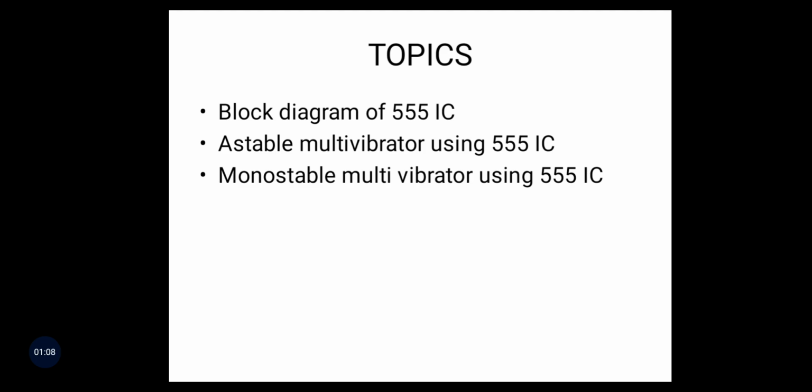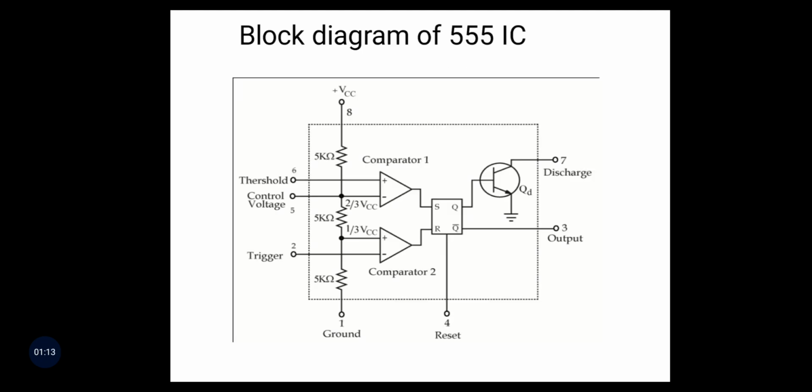So first of all, the block diagram of 555 IC. Here 555 timer, this is the IC. It has 8 pins. It's a dual in line package. Each pin has a different function. There are 8 pins.